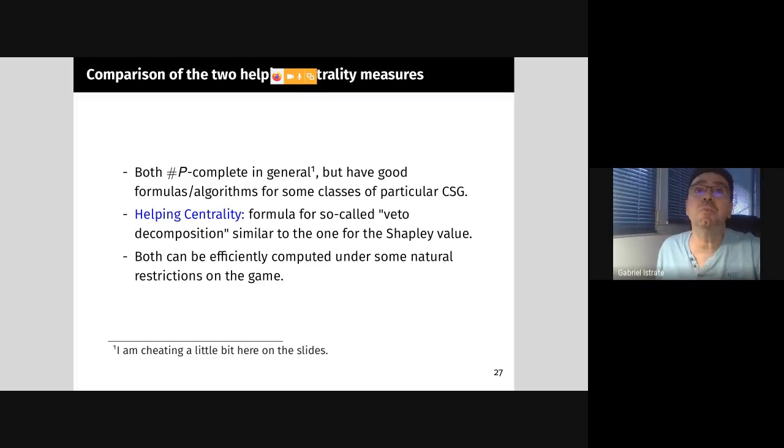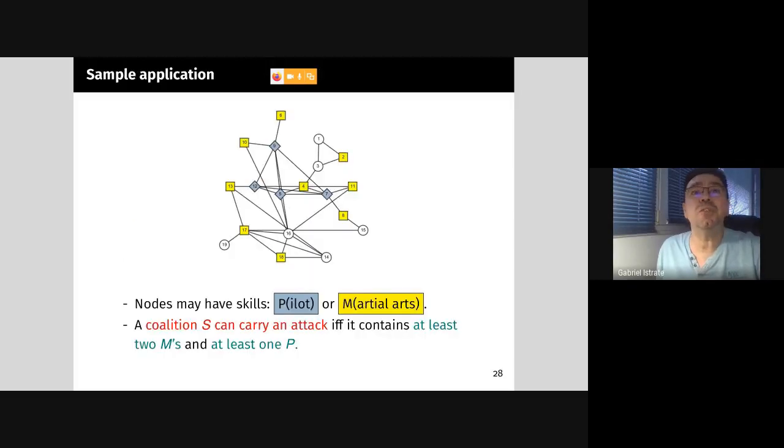And I'm not giving you a theorem at this point, because it would be too technical. And it has some other properties which are sort of a generalization of what happens to the Shapley value. So let me give you this example, which we mentioned before.